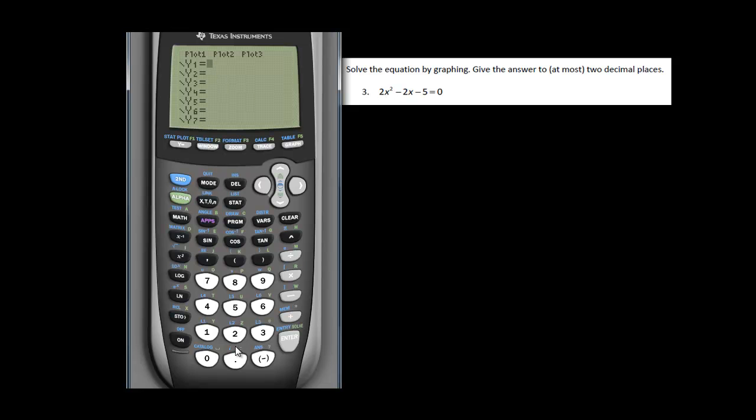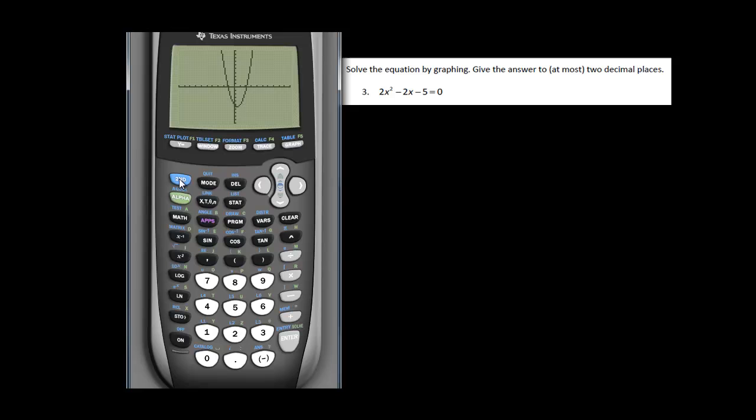So let's enter this equation in. 2x squared minus 2x minus 5. Then hit graph. You should see a nice clear graph of it here. Now we want to solve this equation here. So the solutions to this are going to be the x-intercepts. So I want to find out exactly where that is and where that is.